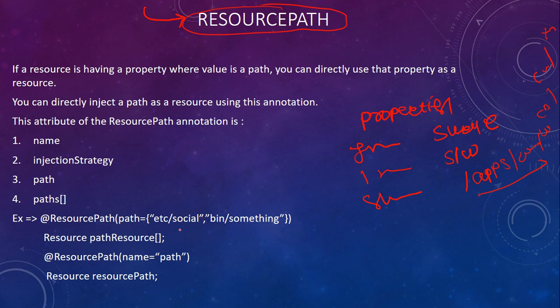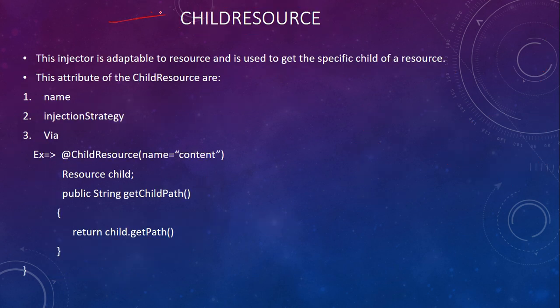Okay, so here you see now. By default, this is the path you want to add. You can simply use the resource path annotation, and this path will automatically be stored inside this variable. And here I have defined an array. Why? Because here I have used the curly braces. If you are not using the curly braces, remove this, and you can simply define it here like this, resource path. Got it? Easy. After that, here we have the child resource.